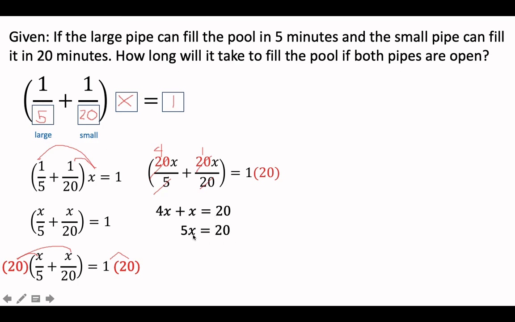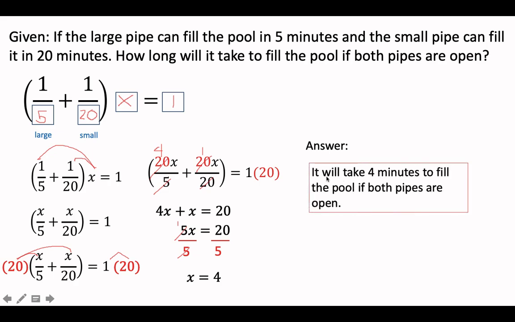Then we want x to be left alone, so divide both sides by 5. So 5 divided by 5 is 1, and 1 times x is x. Then on the other side, 20 divided by 5 is 4. So for our final answer, go back to the question: how long will it take to fill the pool if both pipes are open? It is 4. It will take 4 minutes to fill the pool if both pipes are open.